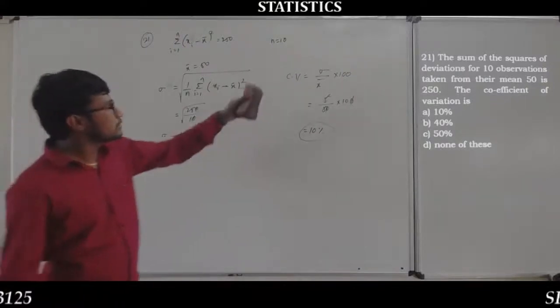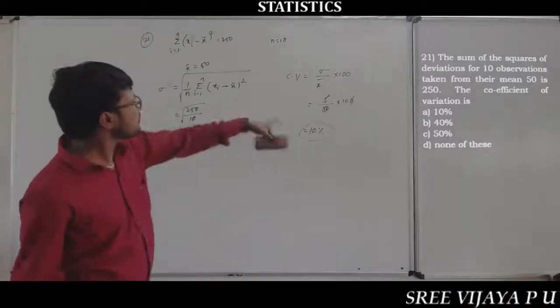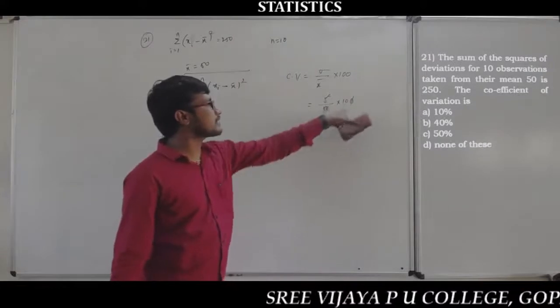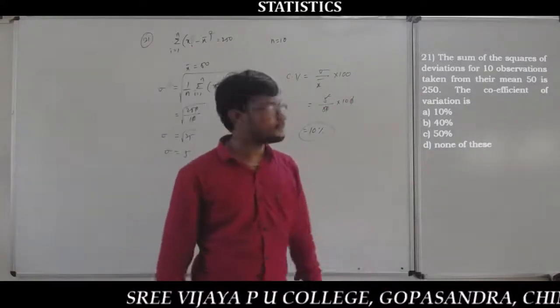root 25 is 5. So coefficient of variation formula, right? Sigma by x bar into 100, sigma is 5, x bar is 50, into 100. Here the zeros get cancelled, the 5s get cancelled, remaining 10%, that is the coefficient of variation, option A.